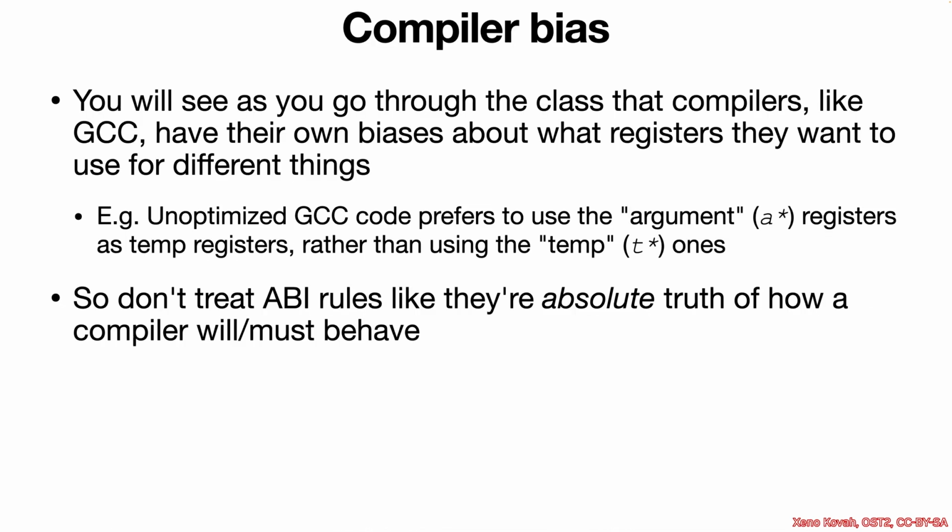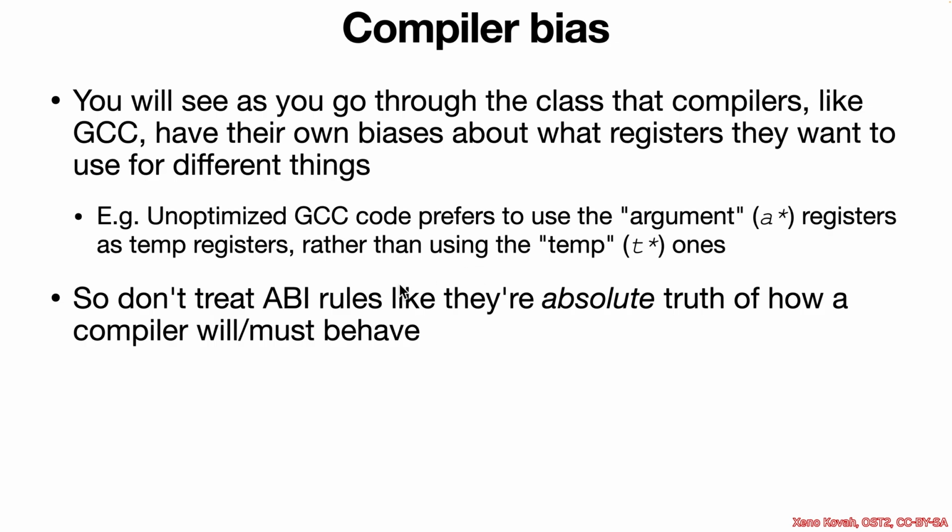So the final word about compilers is that compilers have their own biases created by the programmers who make the compilers. And so although we have this notion of temporary registers, for instance, you'll see as you look at the code that GCC emits throughout the class. Granted, it is unoptimized code most of the time, but it really seems to prefer using the argument registers as temporary storage values rather than the temp ones. And that's just down to a GCCism. We could see different behaviors if we looked at a different compiler such as Clang.